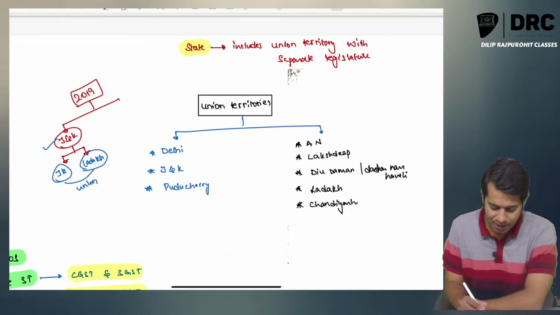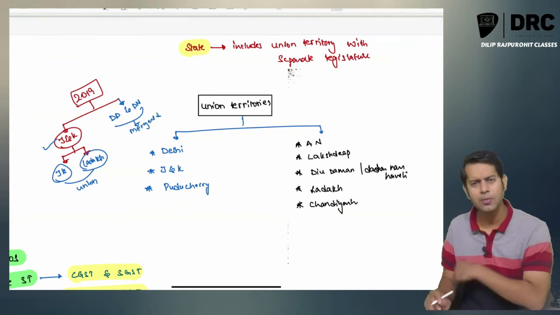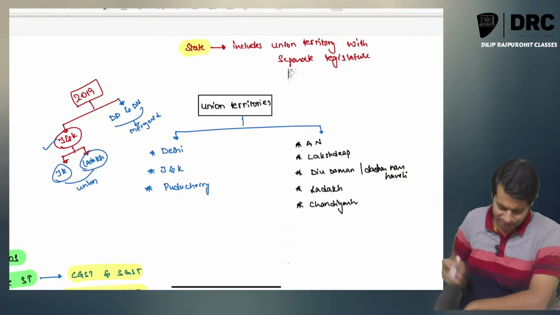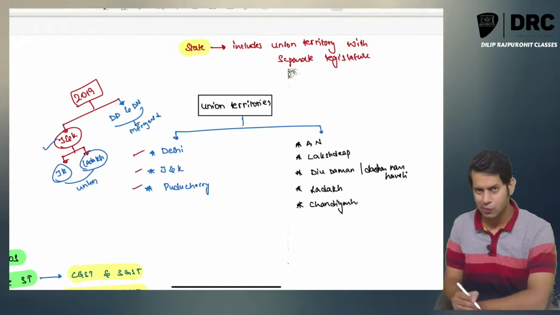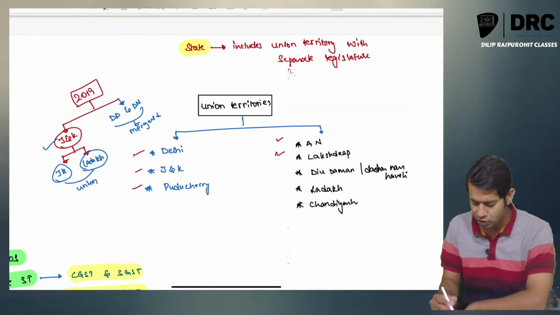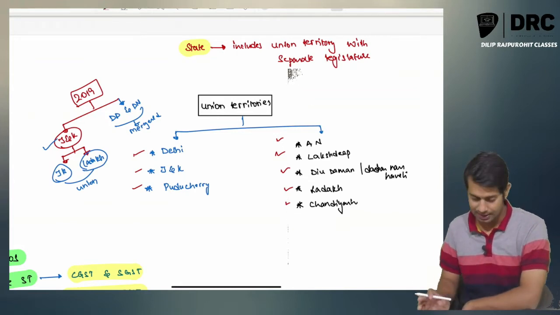Similarly, in the same year, we had two different union territories, Diu Daman and Dadar Nagar Haveli. They have been merged into one union territory. But in simple words, these are the union territories listed over here: Delhi, Puducherry, Jammu and Kashmir, Andaman Nicobar, Lakshadweep, Diu Daman, Dadar Nagar Haveli, Ladakh and Chandigarh. These are the union territories which are there in India.